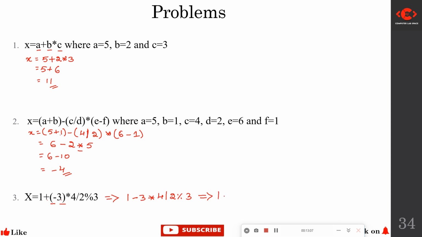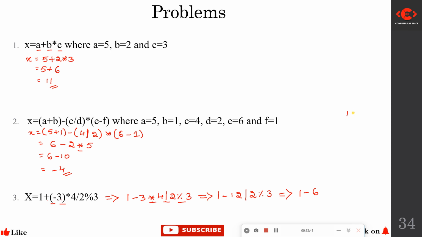Now 1 minus. Which one do you need to solve? Since multiplication, division and modulus all have the same priority, you need to solve from left to right. So 3 into 4 is 12, right? So 12 divided by 2 mod 3. Here you can solve directly, but I am explaining step by step. 1 minus, now 12 by 2, what do you get? 6. We already know, right?